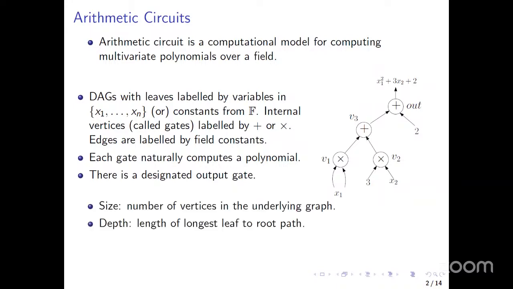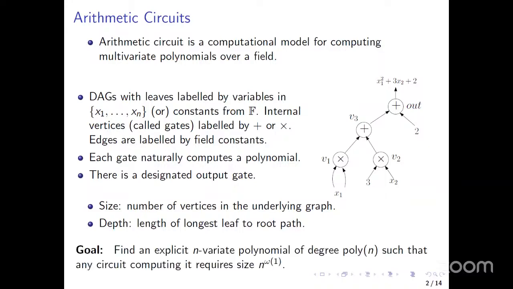There are two complexity measures that we will be interested in. One is the size of the arithmetic circuit, which is the number of gates in the circuit, the number of arithmetic operations that you need to compute this polynomial. The other is the depth, from the leaf to the root. Here this circuit has depth 3. It roughly corresponds to the parallel time required to compute this polynomial. Much of algebraic complexity theory concerns this computational model, which is called arithmetic circuits or algebraic circuits. The central problem here is to find a polynomial that is hard to be computed by an arithmetic circuit.